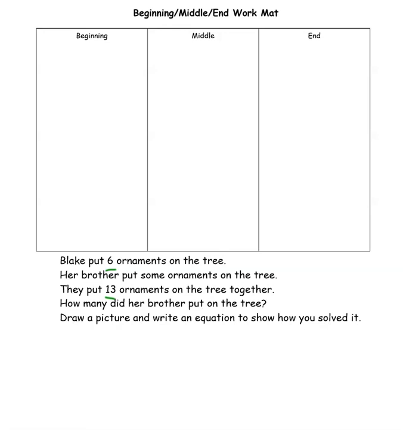So what's happening in the beginning of the story? That's right. Blake put 6 ornaments on the tree. Is that happening in the beginning, the middle, or the end? I agree. That is happening at the beginning. Let's draw 6 ornaments for the tree. I'm just going to draw circles. So we have 6 ornaments.